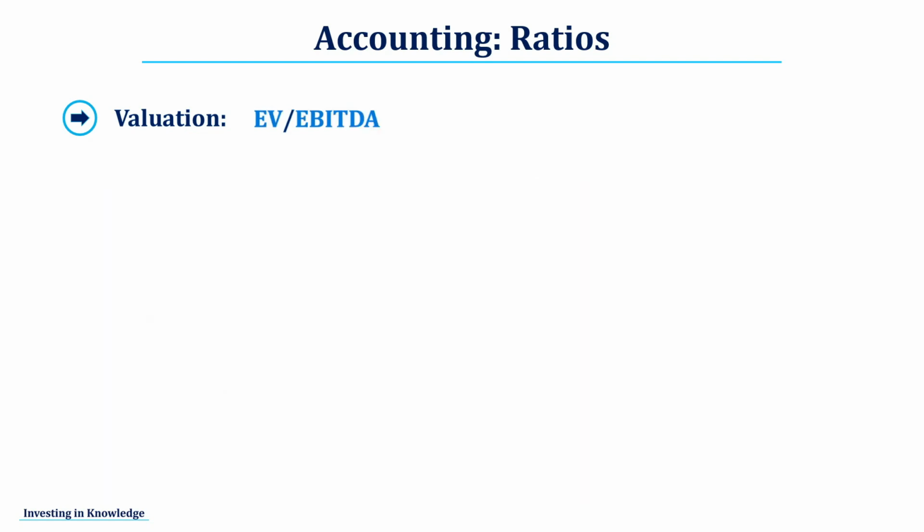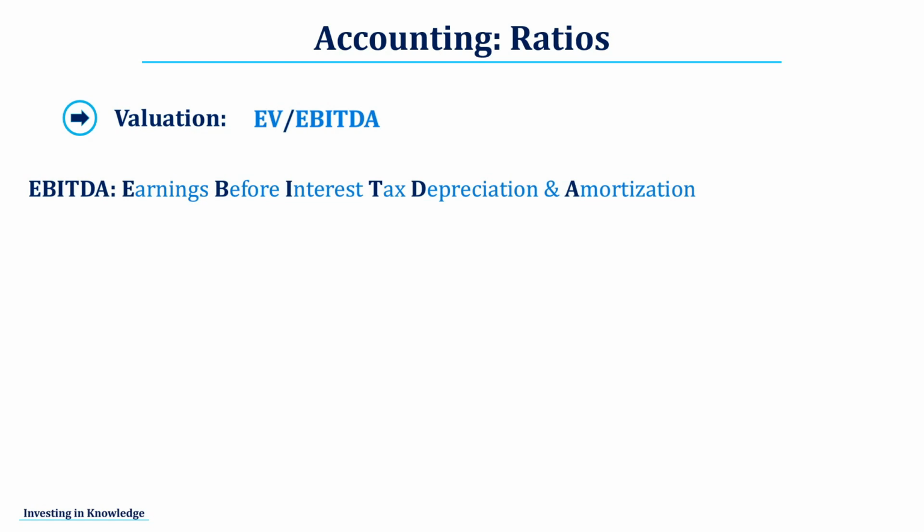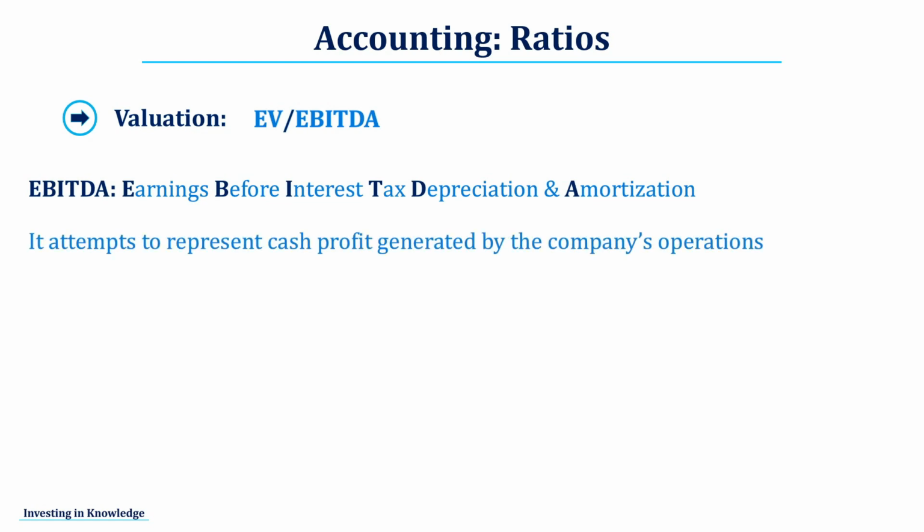EBITDA refers to earnings before interest, tax, depreciation, and amortization, and it attempts to represent the cash profit generated by the company's operations. It's calculated by summing the EBIT plus depreciation and amortization.